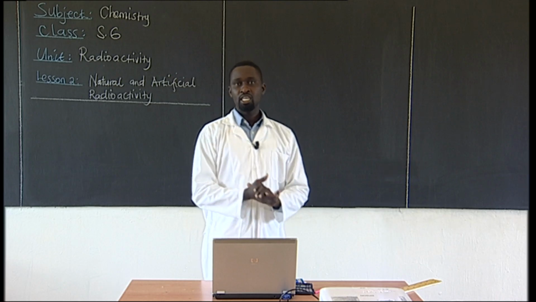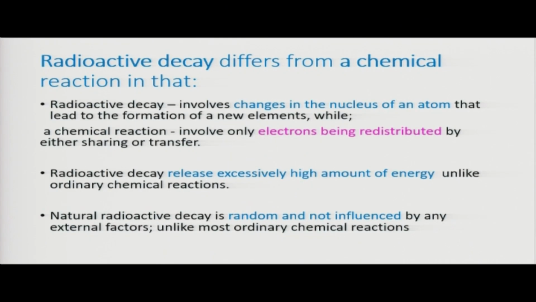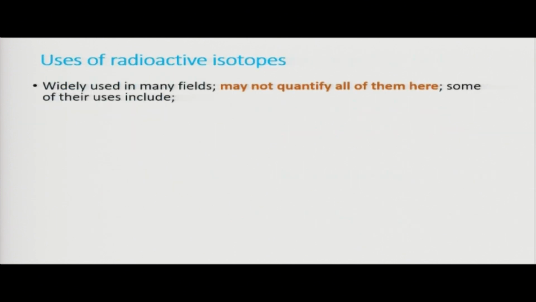And lastly, natural radioactivity is random, it is not influenced, but most of the ordinary reactions are influenced by the external environment. We looked at the factors which affect the rate of chemical reaction in chemical kinetics, just the previous topic. So I guess you understand that. So, uses of radioactive isotopes.